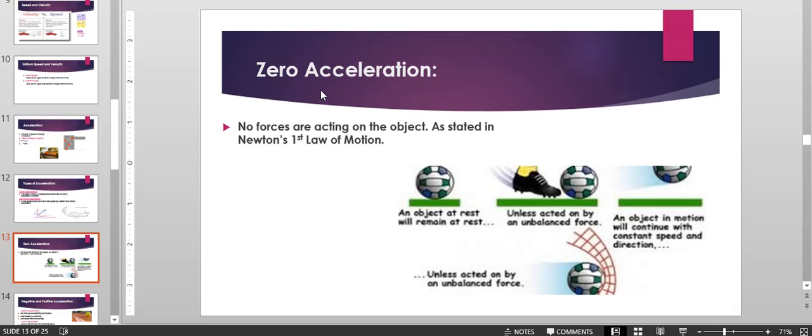The next type of acceleration is known as zero acceleration. It occurs when no force is acting on the object. As it is also stated in Newton's first law of motion, an object at rest will remain at rest, or an object in motion will continue with constant speed and direction unless acted on by an unbalanced force, which either increases the speed of an object or changes the direction of the object.